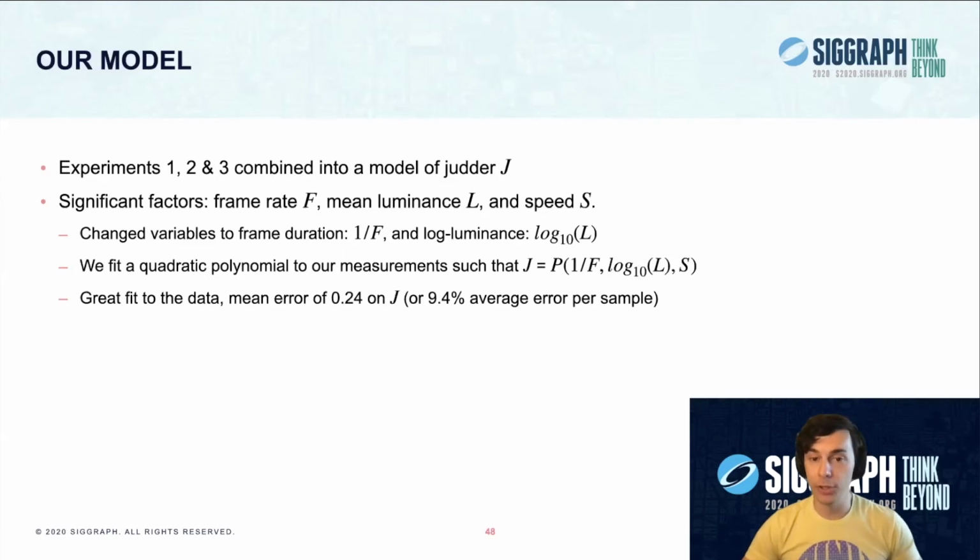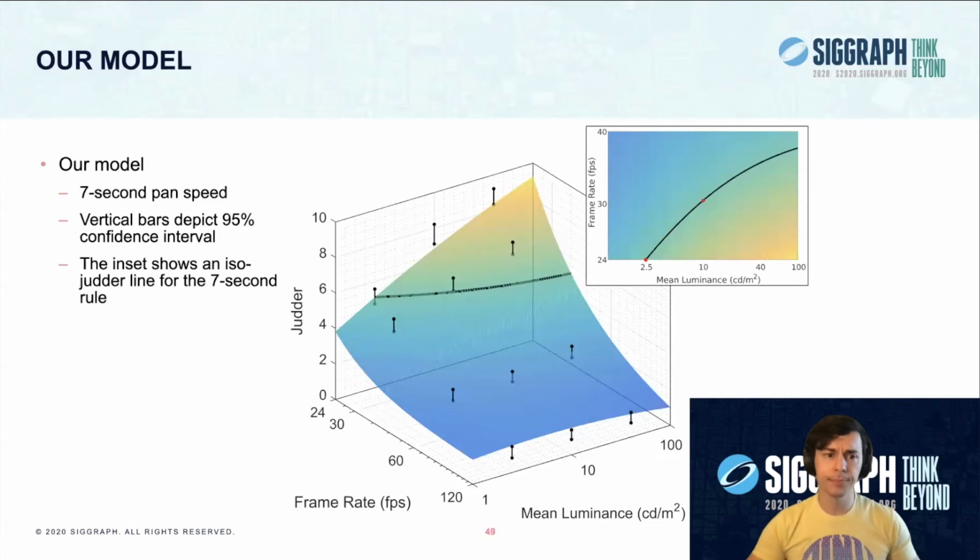We fit a quadratic polynomial to our measurements, such that judder is predicted by a polynomial of degree at most 2 in these 3 variables. This is a good fit to the data with a mean error of 0.24 on judder, or 9.4% average error per sample. Here's a view of our model. Of course, the model to be fully represented would be a 4-dimensional function, with 3 inputs. So this is just a slice of it with the speed set to 7-second pans, like that important rule that we mentioned before. The vertical bars depict 95% confidence intervals.